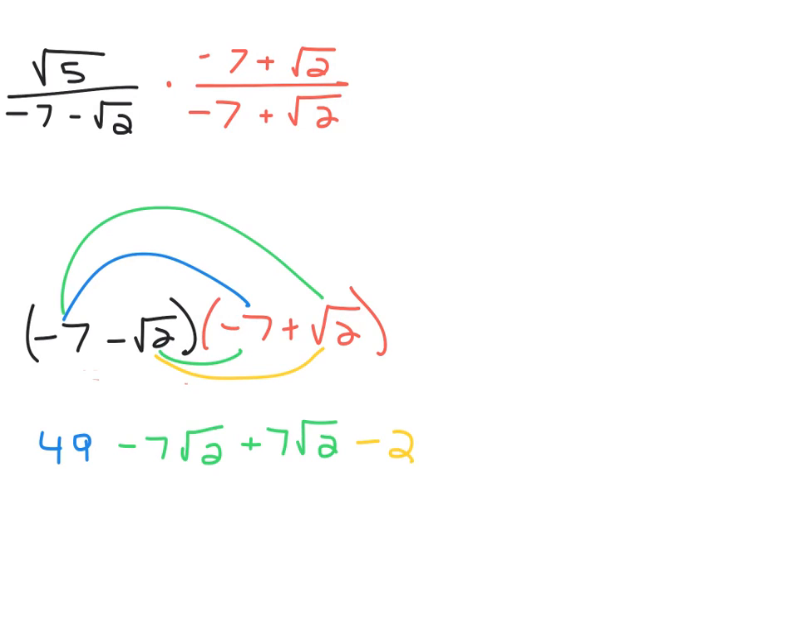These are middle terms that are exact opposites and they cancel out. So what you're left with is just 49 minus 2, which is 47. You've gotten the denominator down to a single rational number, a whole number. So that's what you get when you multiply by the conjugate of it. Again, this term on the bottom, you take the exact opposite sign of the second term, and that'll cancel out.